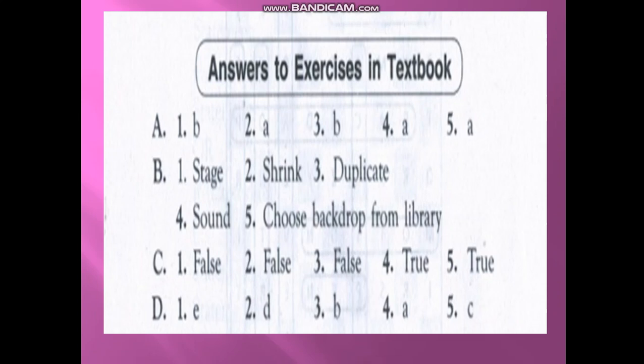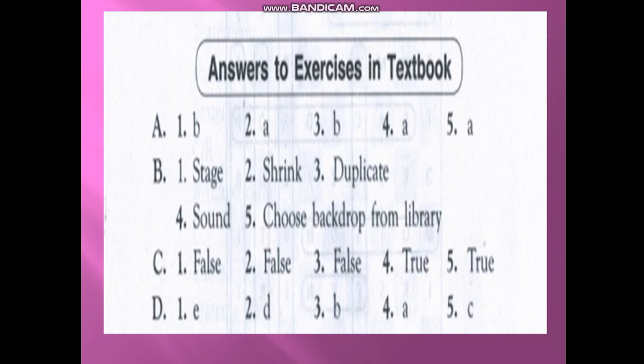Third one, what does the following block perform? For that answer, B, start script's execution on clicking green flag. Next, fourth one, what does the following block do? For that answer, A option, bounces a sprite when it reaches on edge of the stage. Fifth one, dash block changes the appearance of sprite and background of the stage. The answer is looks block.